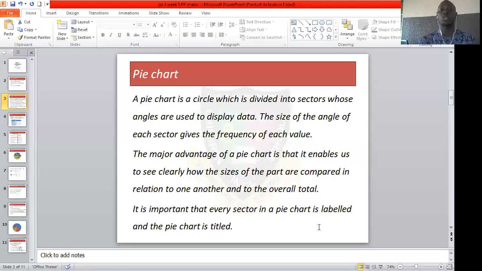The first thing you do when you want to draw a pie chart is give it a title. And in drawing the sectors, say you are given information on students in a class studying economics, biology, mathematics, and English. You have to label each sector by its subject. Let me take you through this example on how to draw a pie chart.